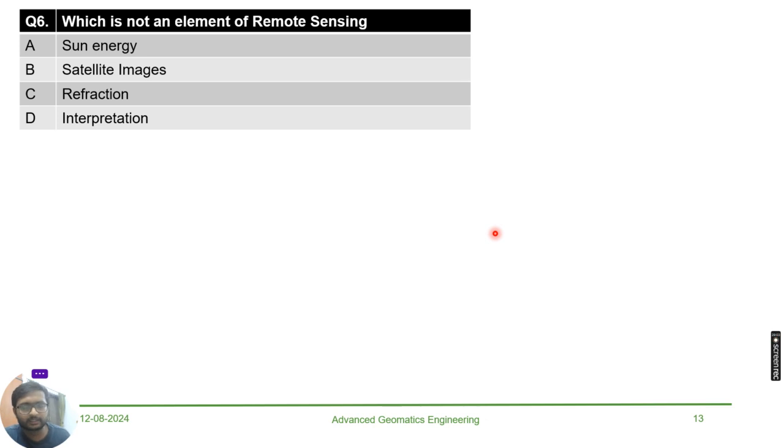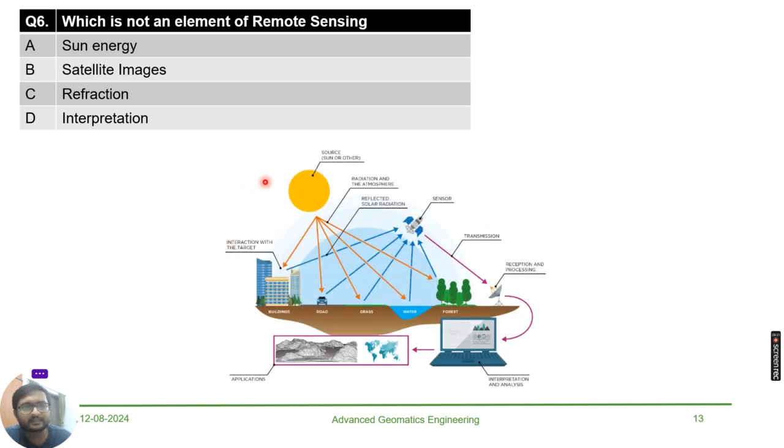Now the next question is, which is not an element of the remote sensing system? So who wants to answer this? Option C, refraction. As we can see, the sun is a major source from which we are getting the energy. Then we have satellite images, and then the interpretation and analysis part, which is the final step making the data ready for the application. So refraction is not a part; it is a process of how your electromagnetic waves are interacting with the object.